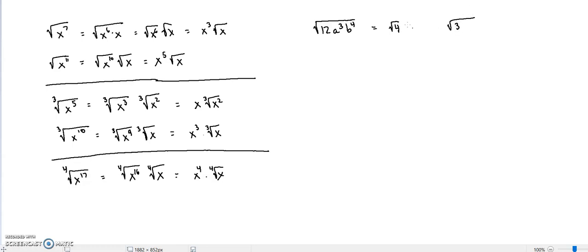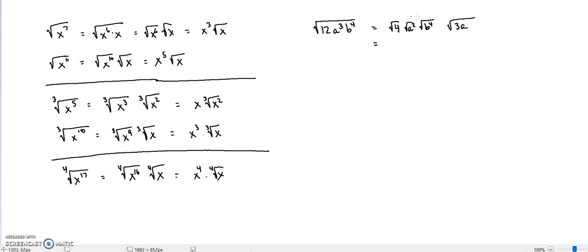So on the left, I'm going to put all the things I can take the square root of, and then on the right, I'm going to put together all the things I can't take the square root of. All right, so we broke up 12 as 4 and 3. I can't take the square root of a cubed, but I can do a squared, and that will leave me with 1a left over. And then b to the 4th, I can take the square root of that, and then I would have no b's left over.